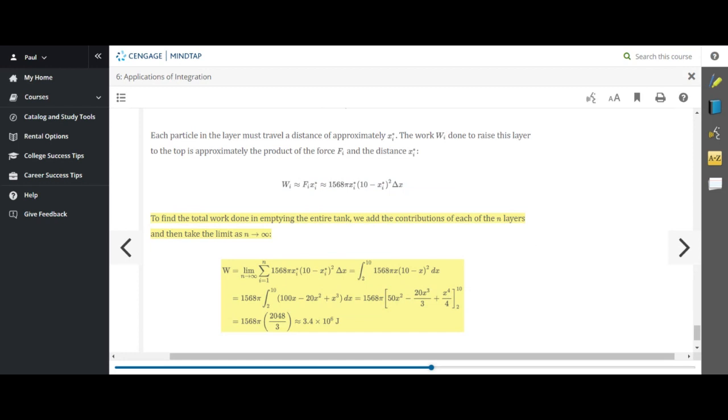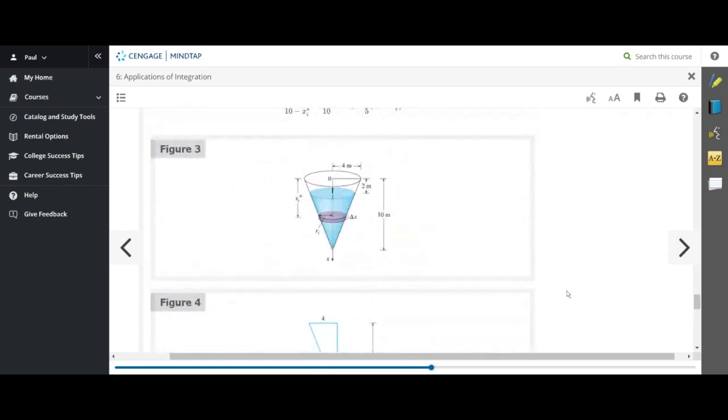Now, the integral goes from 2 to 10. Why would that be? It says the tank is filled with water to a height of 8 meters. So if you look in figure 3, how many meters does the top layer of water have to be lifted to get out of the tank? That's right, 2 meters. Now the bottom layer of water, how many meters does that have to be lifted to reach the top of the tank?